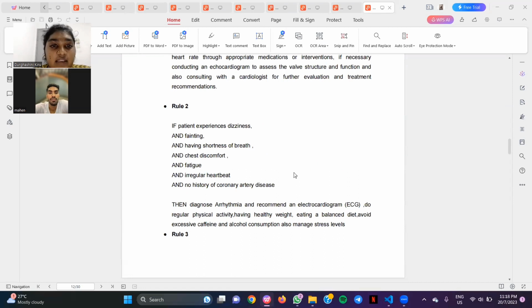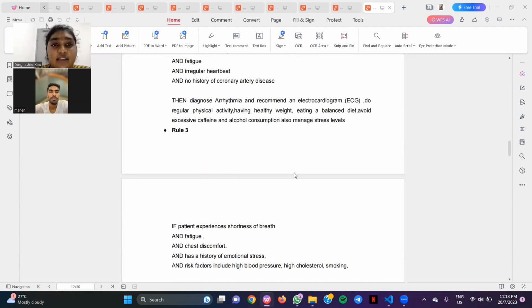Next, the second rule. If the patient is experiencing dizziness, fainting, shortness of breath, chest discomfort, fatigue, and irregular heartbeat, and has no history of coronary artery disease, then the diagnosis is arrhythmia. We also recommend an ECG, physical activity, maintaining a healthy weight by eating a balanced diet, avoiding excess caffeine and alcohol consumption, and trying to manage stress levels.